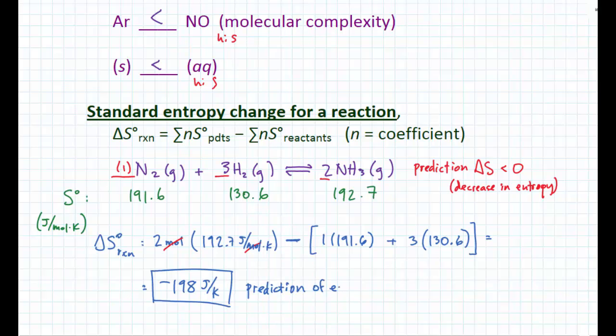Prediction of entropy decrease was correct.